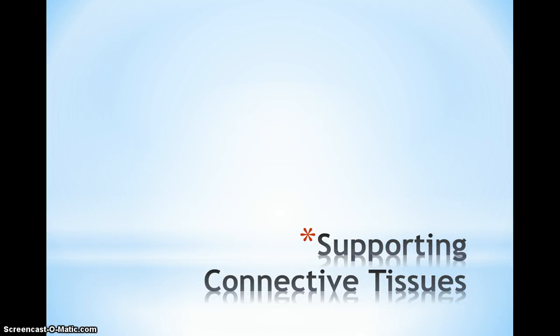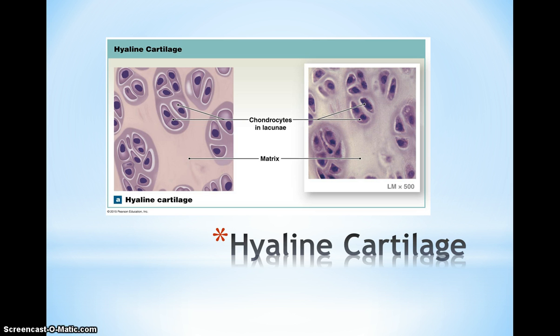Let's look now at supporting connective tissues. These form a strong framework that supports the body and provides movement in conjunction with muscle. Remember, muscle is not a connective tissue. The supporting connective tissues have a wide range of vascularity. The first tissue to look at is hyaline cartilage. Hyaline is avascular. There is no blood supply.